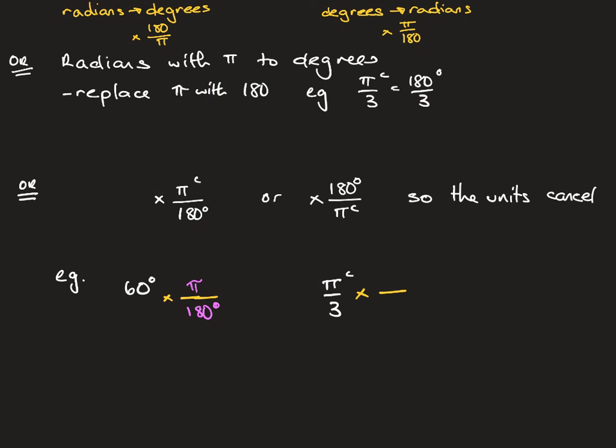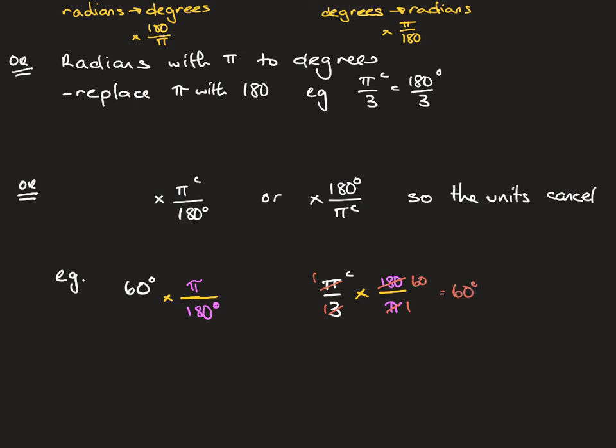If you're trying to do pi on 3 radians, then you've got your radians up the top here, so you need radians down here to cancel so that you're left with degrees symbols. So this one will have radians at the bottom, and if radians at the bottom, pi at the bottom, and if pi is at the bottom, that puts 180 at the top, and then you can cancel from there. So 3 goes into 3 once, goes into 180 60 times, your pi's cancel, and you're left with 60 degrees.